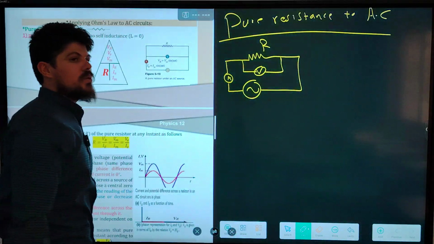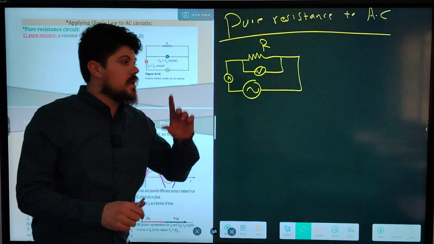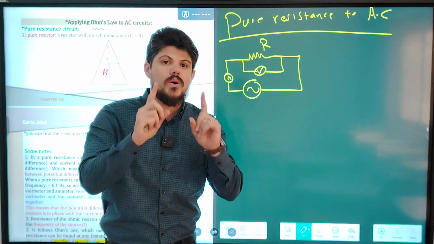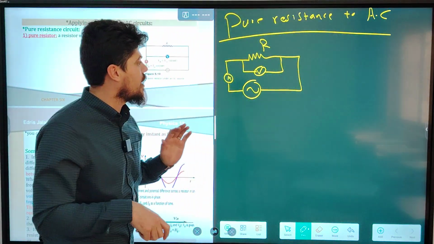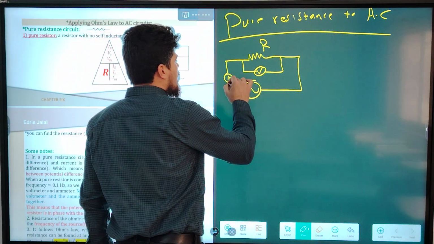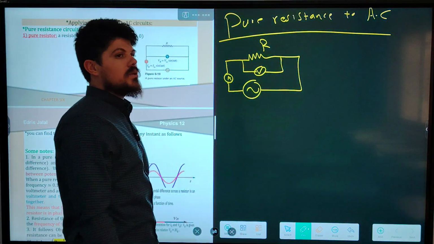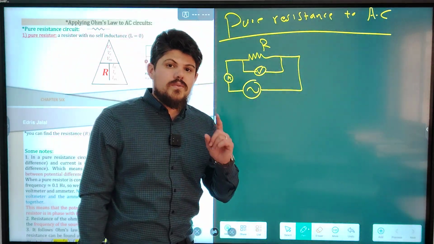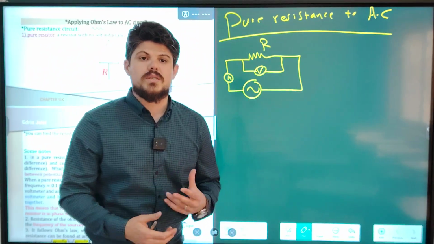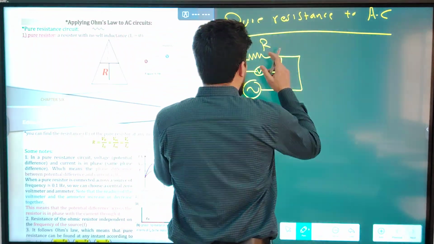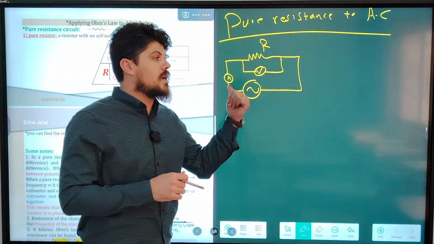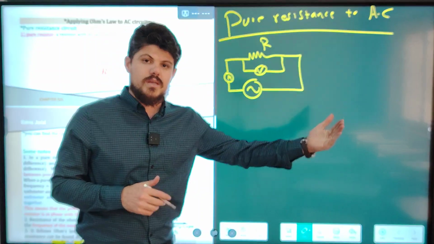In pure resistance in AC circuit, it means that we have only resistance. In this case, the current across the resistance and the potential across the resistance are in phase, and there will be no leading and lag between the potential difference and the current. Both current and potential difference are in phase.